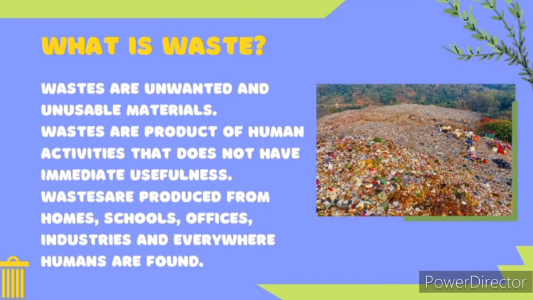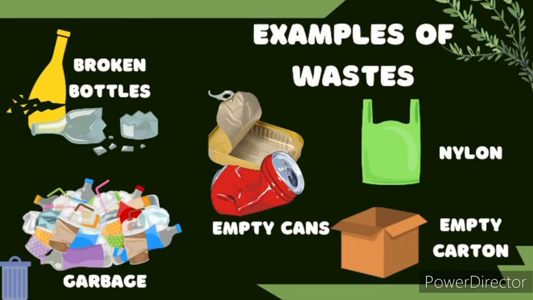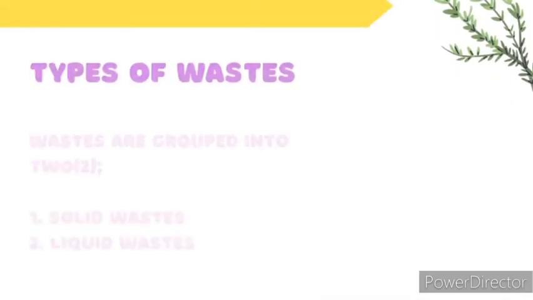Now, what is waste? Waste are unwanted and unusable materials. Do you know that waste are products of human activities? Meaning, anywhere you see human beings, you find waste there. Waste are products of human activities and they do not have immediate usefulness. Waste can be produced from our homes, from our schools, offices, industries, everywhere human beings are found. And examples of wastes include broken bottles, empty cans, nylon, empty cartons, garbages, and so on.